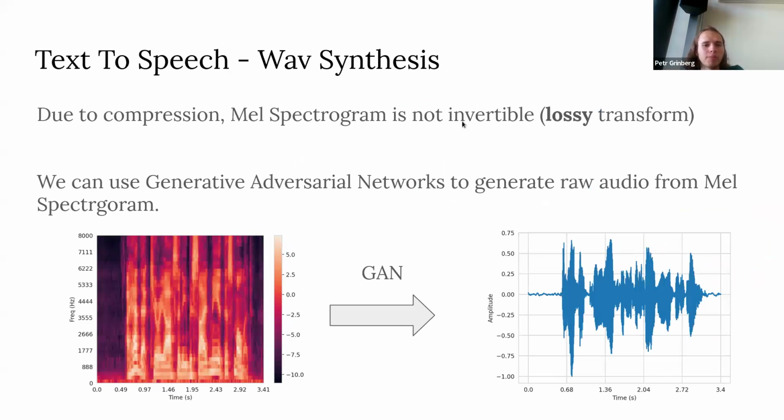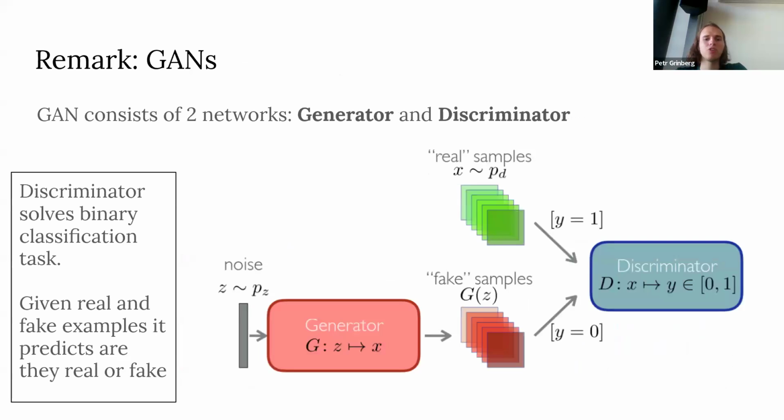Yeah, so Mel spectrogram is not invertible, but we can use some models to generate raw audio from Mel spectrogram. And one of the common approaches, actually the state of the art, is to use generative adversarial networks, GANs. How many of you know about GANs? Yes. Maybe, okay, good. So let's talk about GANs a bit.